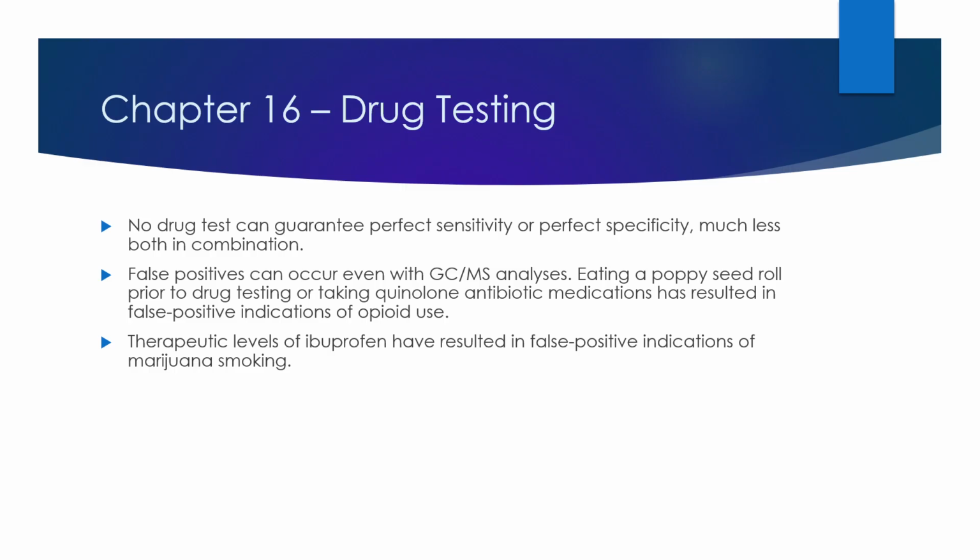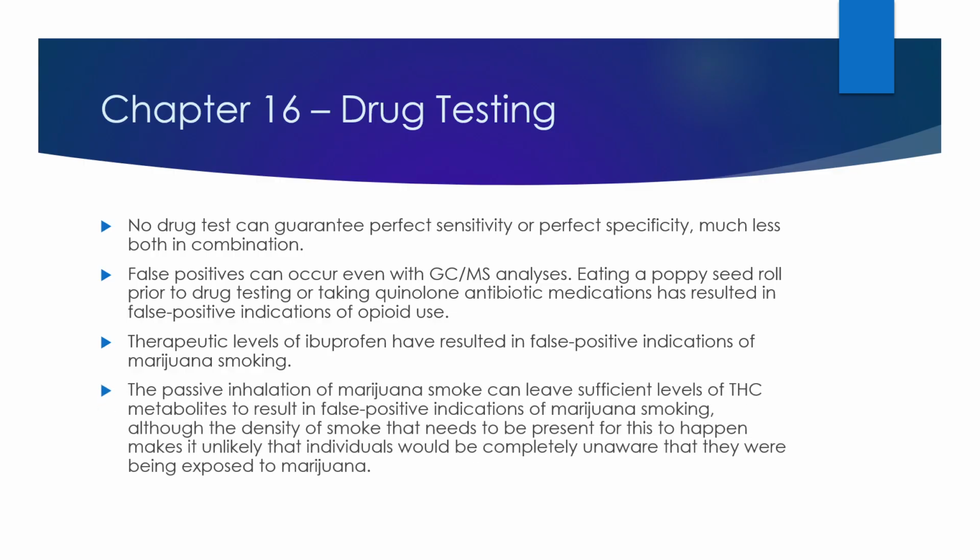Also, a couple other examples. Therapeutic levels of ibuprofen, a pain reliever, have resulted in false positive indications of marijuana smoking. See, so again, there's got to be some sort of chemical similarity between the ibuprofen and THC in marijuana that has created false positives. So those are a couple of examples of where these tests are not perfect.